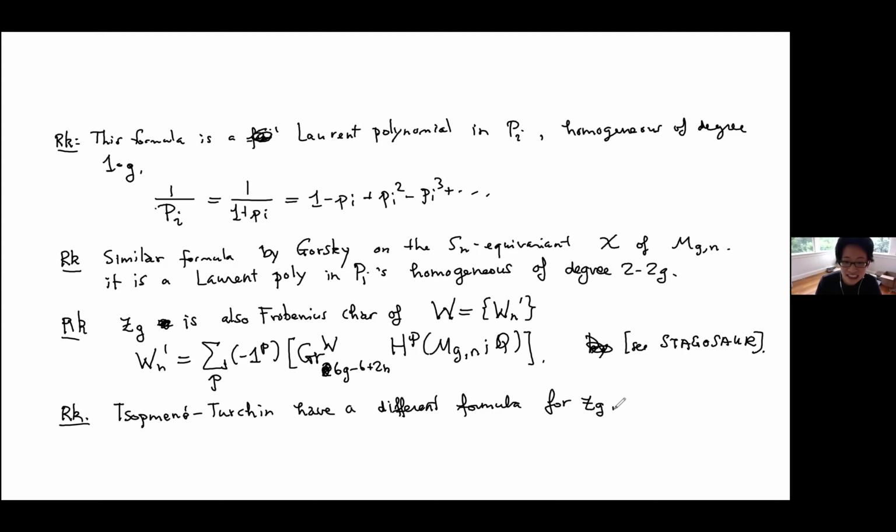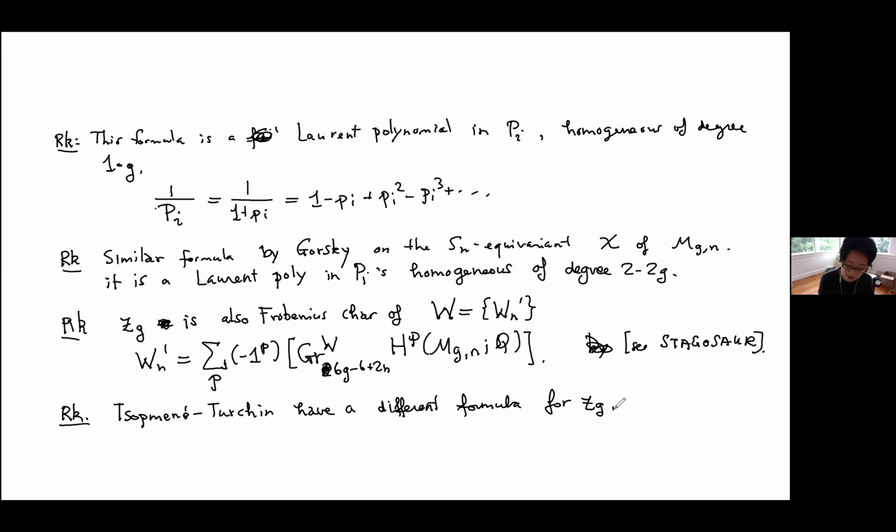I see there's a question. The question is, how does Gorski's formula relate to W_n prime? Quite simply, Gorski calculates the entire Euler characteristic of MGN as a virtual Sn representation. We are calculating the top weight Sn-equivariant Euler characteristic of MGN. So in other words, with respect to the weight filtration, some portion of the cohomology of MGN falls into top weight, and that's the Euler characteristic that we're calculating here.